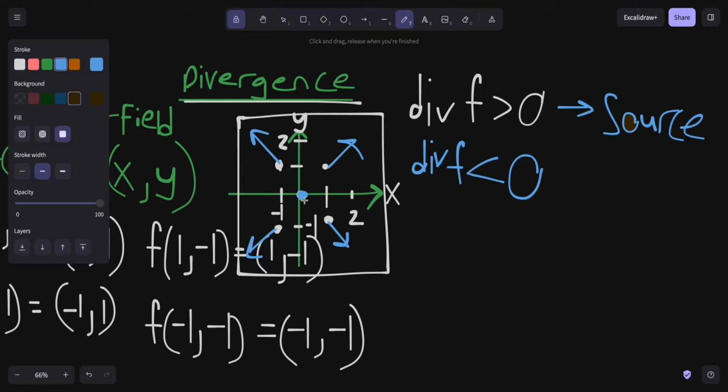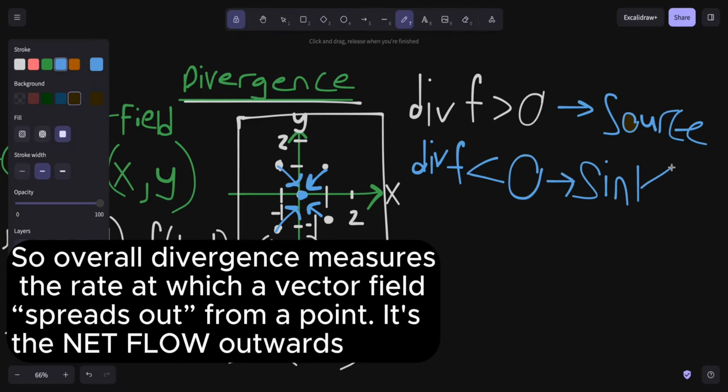So you can imagine a water bucket in Minecraft, right? If you spill that water bucket, it's going to start flowing outwards like so. And so this origin can be seen as a source for all these vectors expanding outwards. And when a point acts like a source, that divergence is going to be positive. Now, in contrast to this, if you have the vectors pointing inwards towards the point, this point will now act like a sink, all right? And in this case, our divergence would be negative.